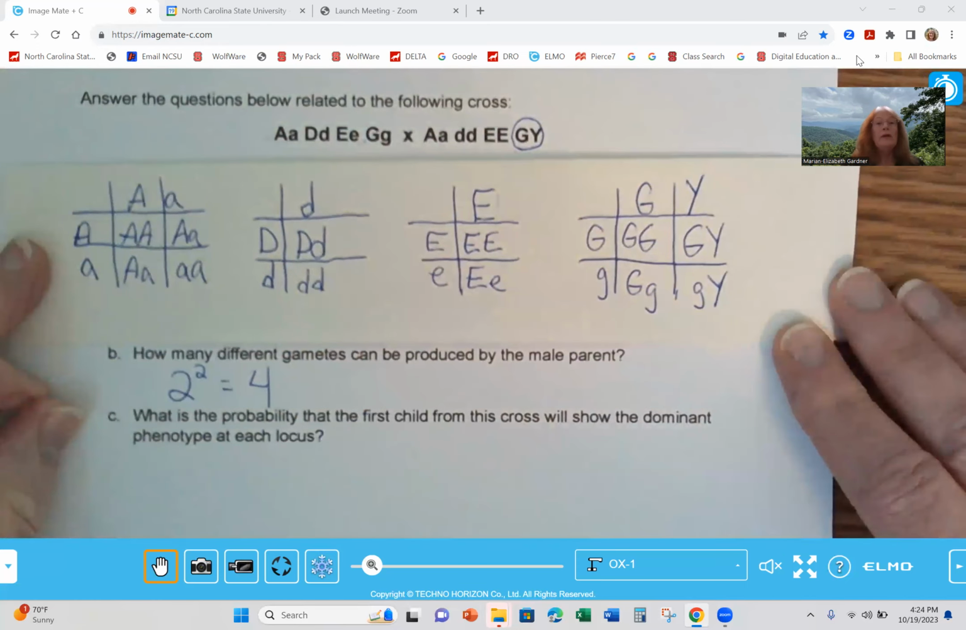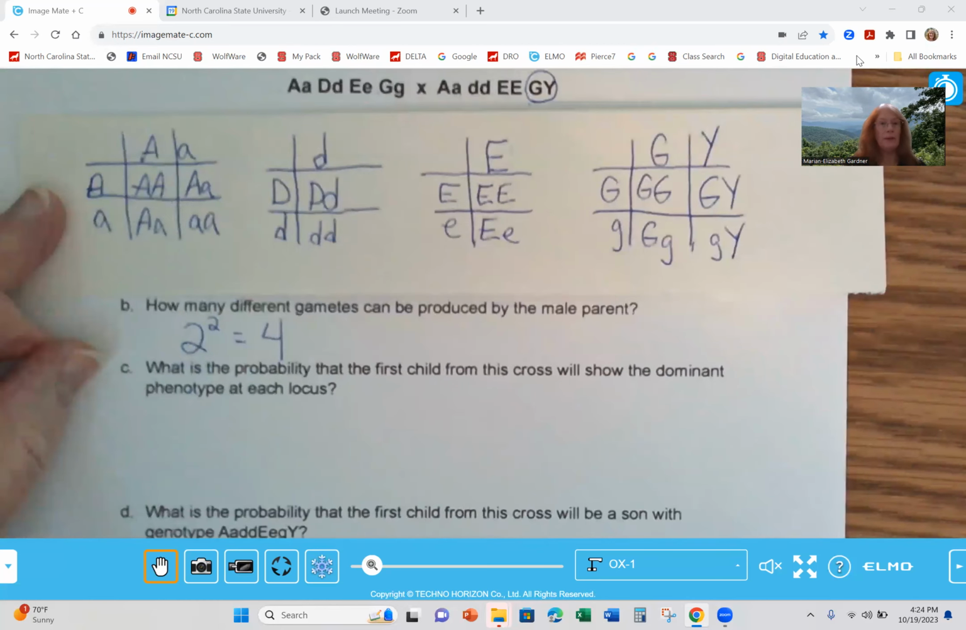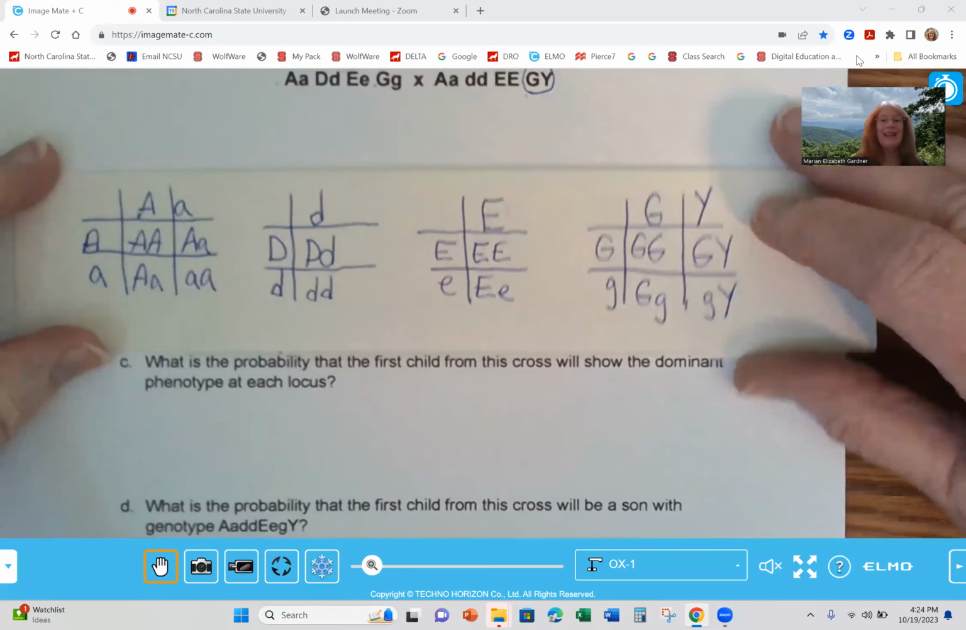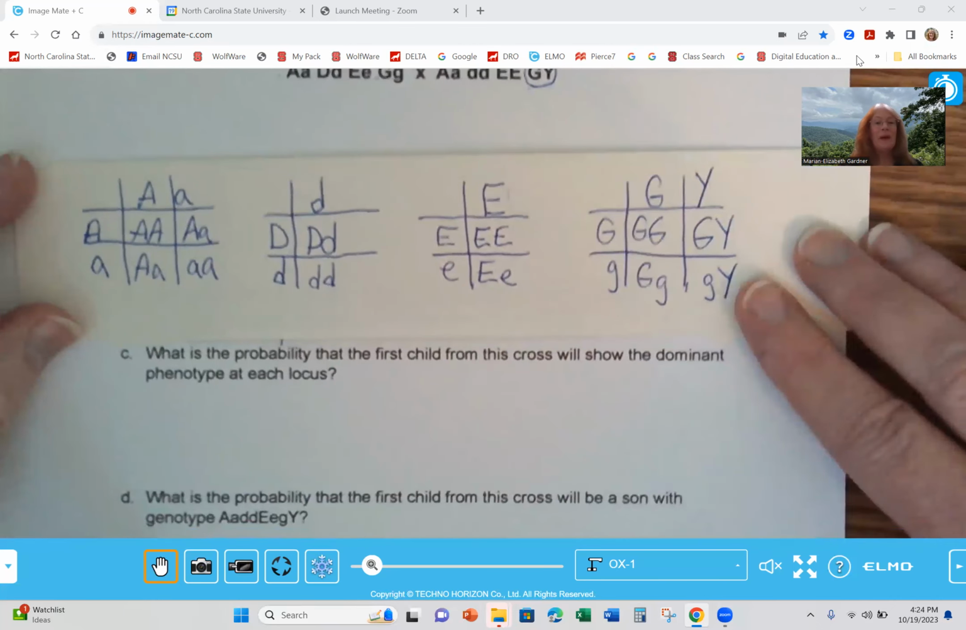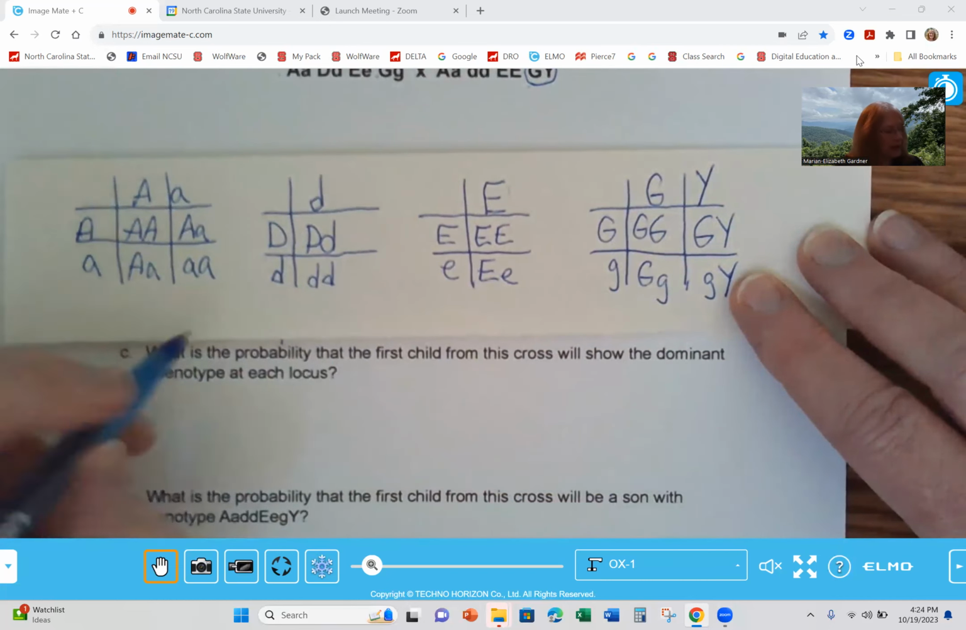All right. So this sort of scrap work can help set you up for the rest of the problem. And I'm going to just bring it down so we can use it when we answer these questions. What is the probability the first child from this cross will show the dominant phenotype at each locus?